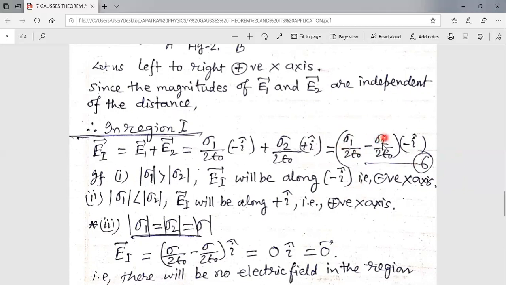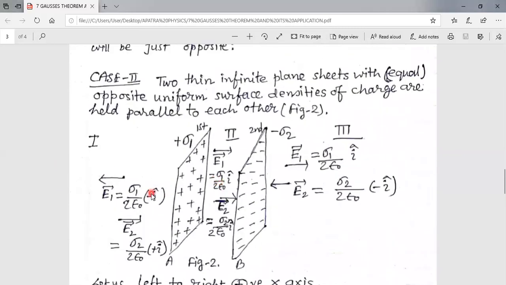But if the value of sigma 2, the negative charge density, is more than the numerical value of sigma 1, then it is negative, negative, negative, plus, which means ultimately that field will be toward the negative. That means at the first region, the direction of the electric field depends upon the numerical values of sigma 1 and sigma 2. If one is more, then the resultant will be along right to left, and if the other value is more, then the resultant will be in the opposite direction.